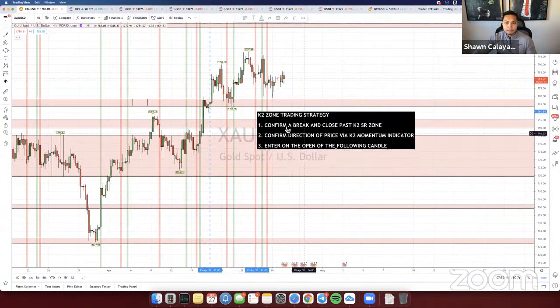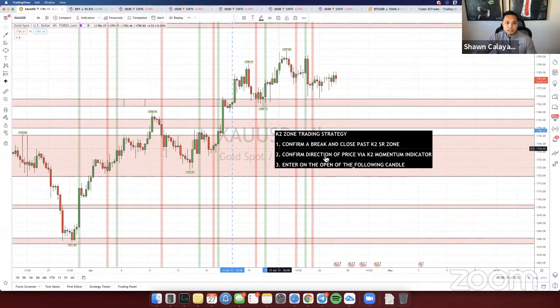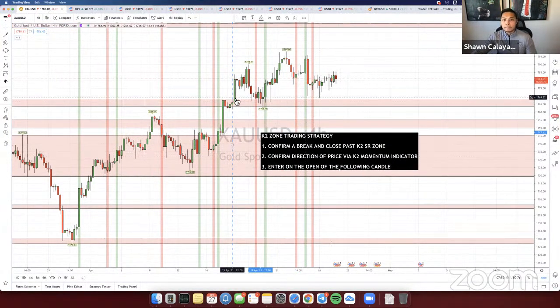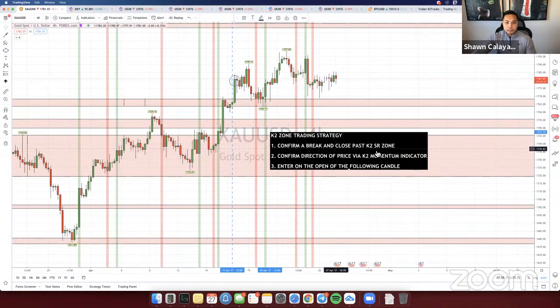So for example, right here, I'll show you an example of this trade that we actually entered. When was it? On the 16th. So this was last week. This is when the move initially started. We had a break and close past structure right there. So that's confirmation number one, confirm break and close past the K2 SR zone. After that, you confirm the direction of price using the K2 momentum indicator.